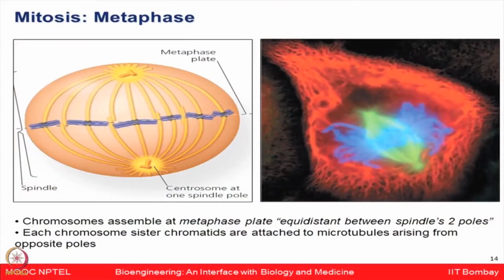Now, at this time the chromosomes get assembled at the metaphase plate, which is equidistant between the two spindle poles.